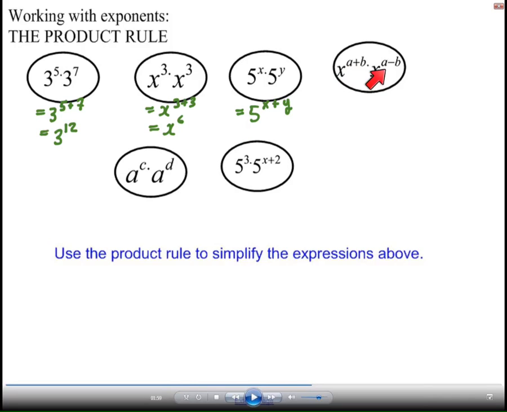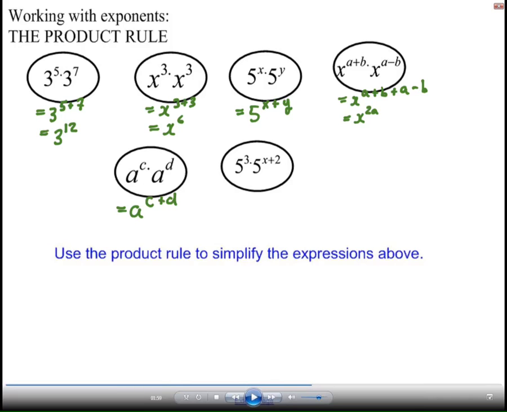A plus b and minus b. I don't know much about those, but I do know I can add those together, and then a plus a is 2a, and b minus b is 0. So the simplification of this product is really x to the 2a power.